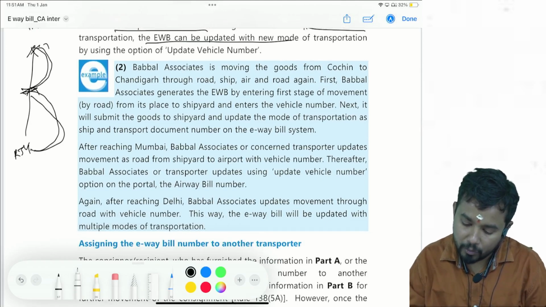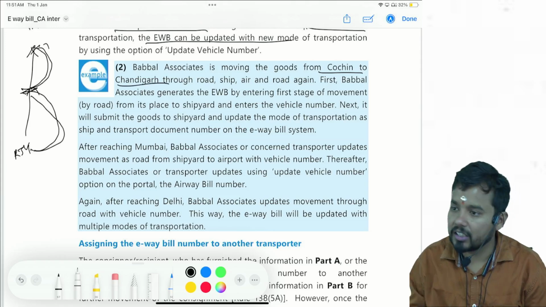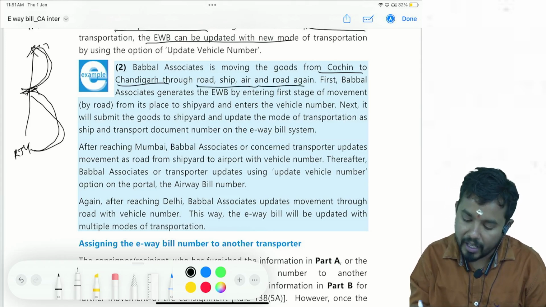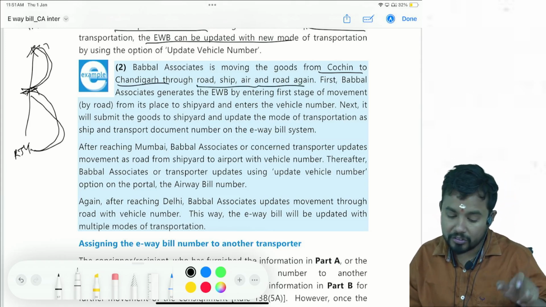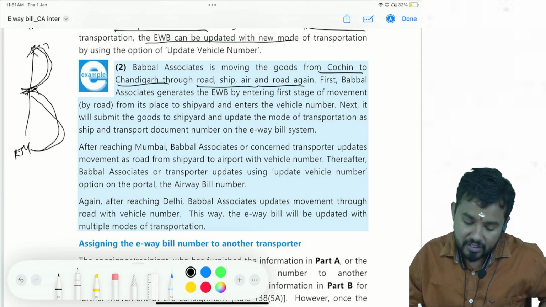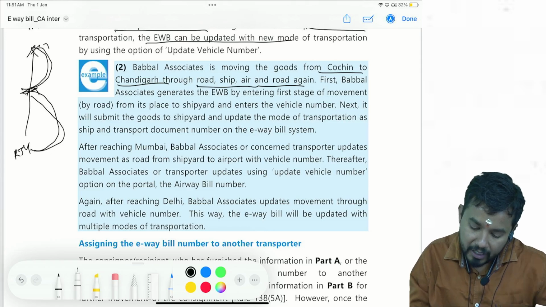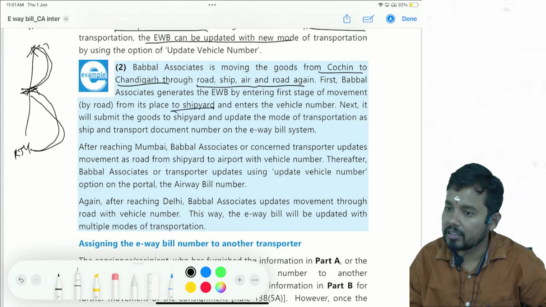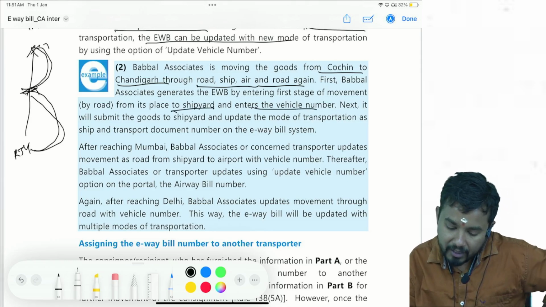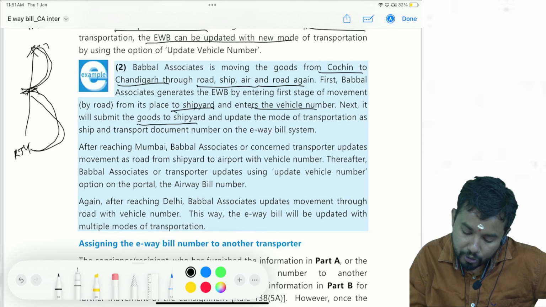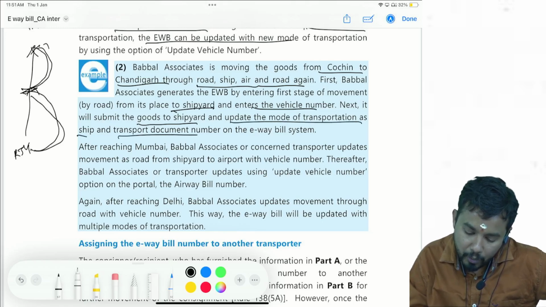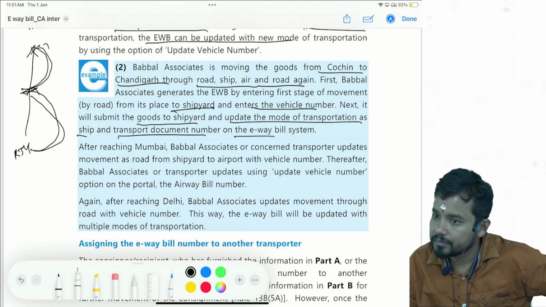Babal Associates is moving the goods from Cochin to Chandigarh through road, ship, air and road again. First, Babal Associates generate the E-way bill by generating the first stage of movement from its place to the shipyard and enter the vehicle number. Next, it will submit the goods to the shipyard and update the mode of transportation as ship and the transport document number on the E-way bill.